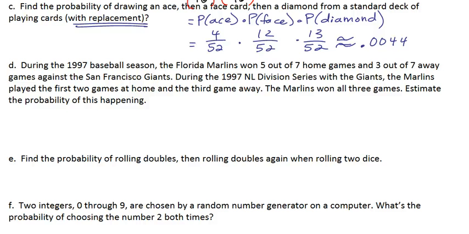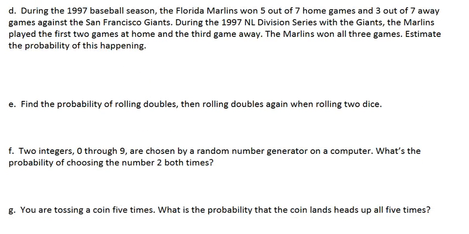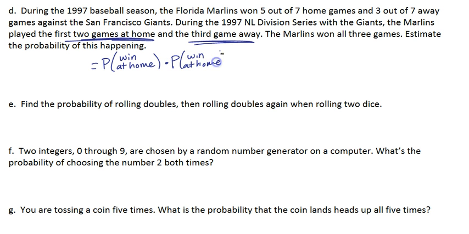Okay, so sometimes you have to think outside the box a little bit with these. So remember, they've got 2 games at home, the third game is away. I want to win all of them. So the first thing I want to have happen is I want to win at home. But it said there's 2 games at home, so I want to win at home again for the second game. And then the third game is an away game. I still want to win, but it's away.